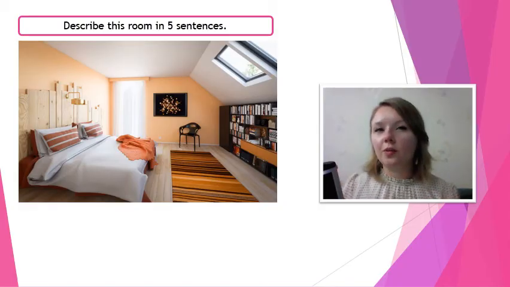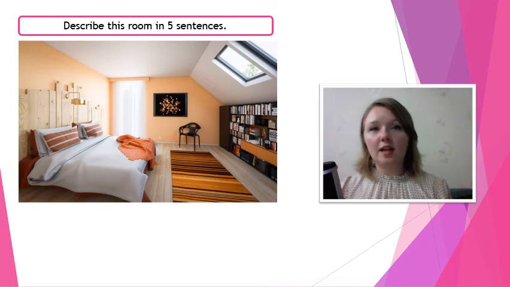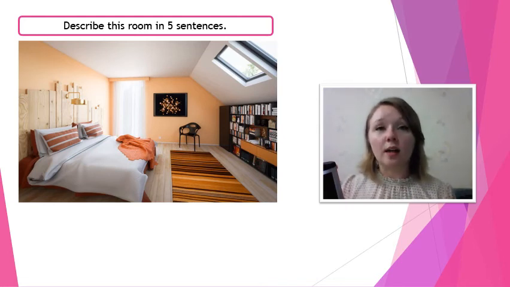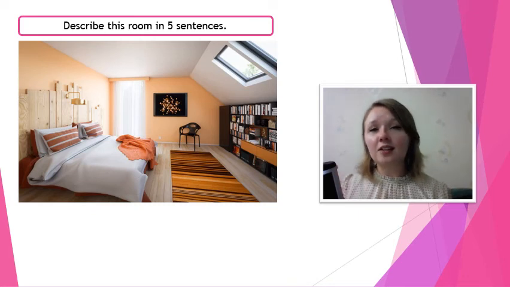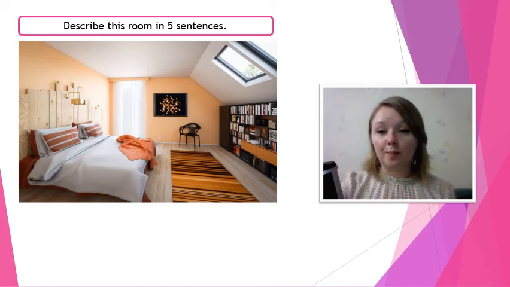Let's try to use what we learned in that conversation to describe this picture of this room. So remember, we can use terms like on the top, on the bottom, on the left, on the right, in the background, and so on. We can also use as adjective as and as adjective enough. So let's do this one together. Let's look at 5 sentences I can use to describe this room.